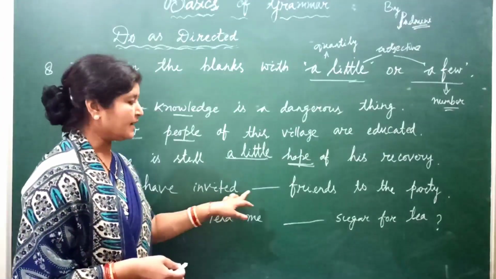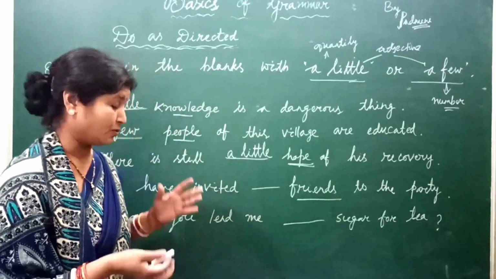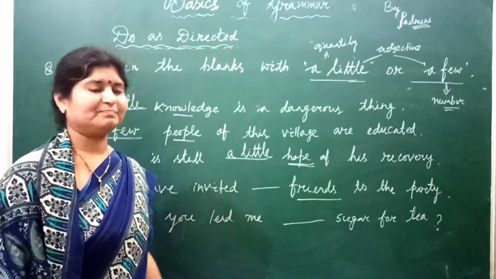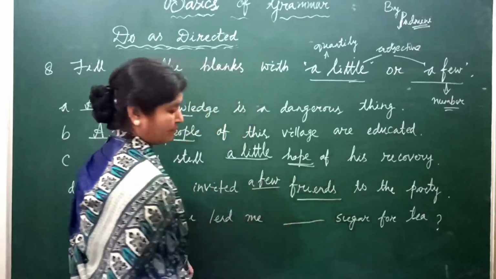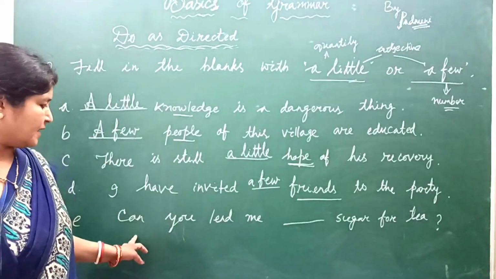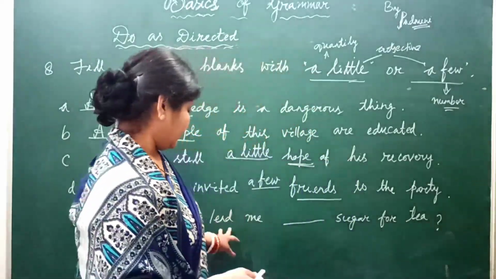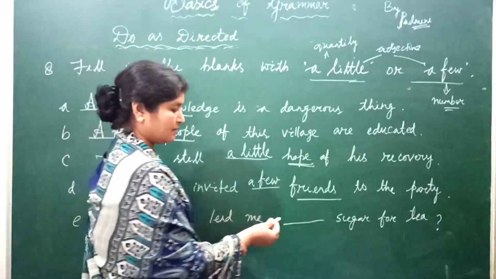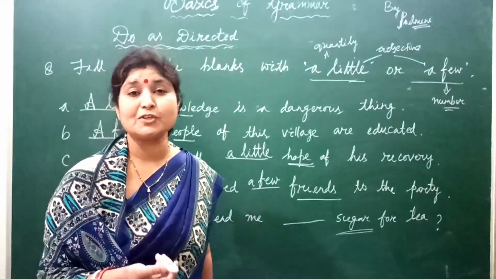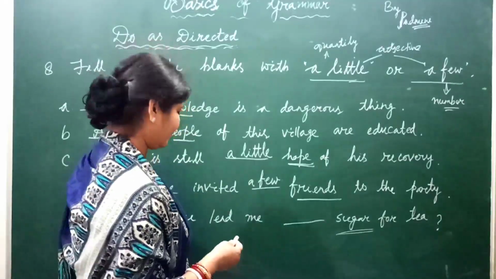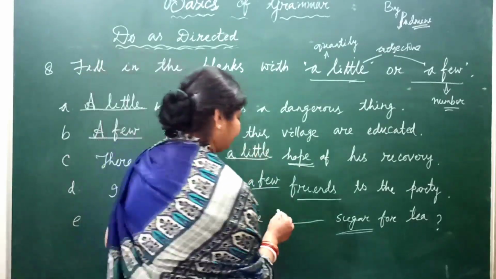I have invited blank friends to the party. Friends is a countable noun. So what must we use here? A few. Correct. Okay. The next question. Can you lend me blank sugar for tea? Sugar is what kind of noun? It is an uncountable noun. So what must we use here? A little. Very good. So, can you lend me a little sugar for tea?